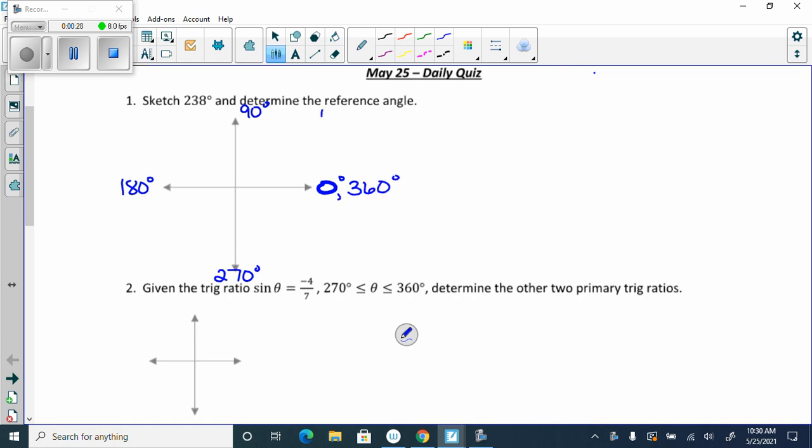Now this is quadrant 1, 2, 3, 4. Where does 238 fall? In which quadrant? In quadrant 3. Okay. 238 is how much more than 180? If we go 238 minus 180, what do we get? 58.